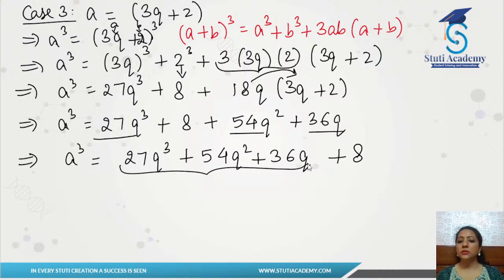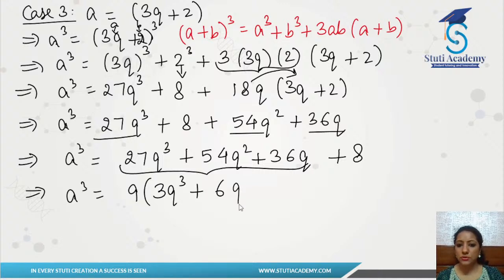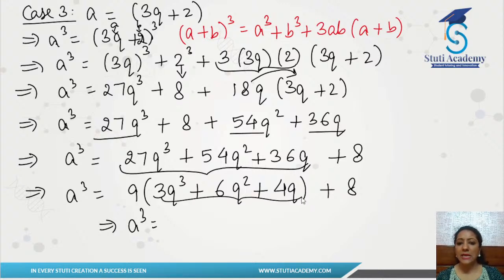Now from these 3 terms, I'm going to take 9 common. So I'll be left with 3q cube plus 6q square plus 4q, plus 8. Now in the next step, I'm going to express this as m. So this a cube is 9m plus 8. So a, that positive integer which we took, now we have shown that the cube of a can be written as 9m plus 8, where m is any integer.